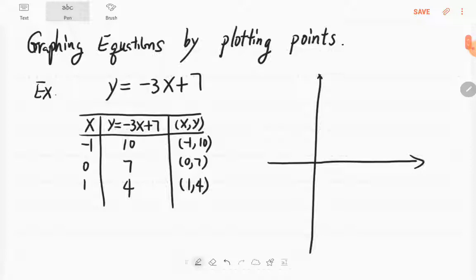-1 is here, right? 1, 2, 3, 4, 5, 6, 7, 8, 9, 10. So this point would be here, -1, 10. 0, 7: 1, 2, 3, 4, 5, 6, 7, 0, 7 is here. And 1, 4: 1, 2, 3, 4 is here. If you connect them, this is actually a straight line. If you draw the points correctly, it would be a straight line.